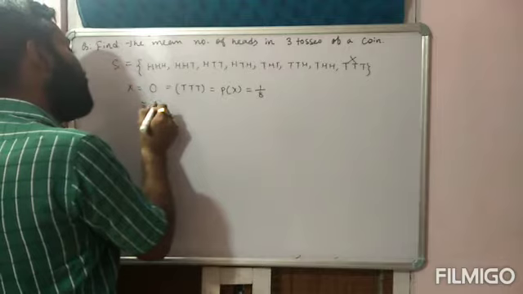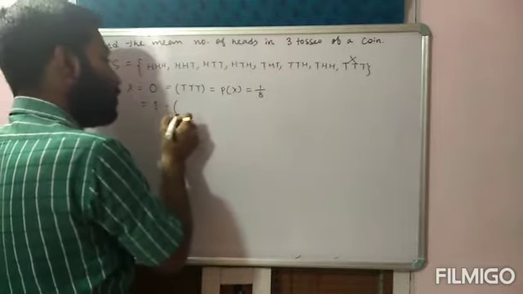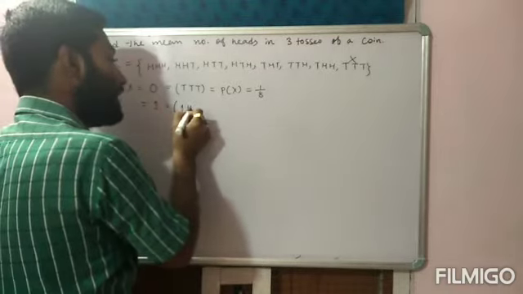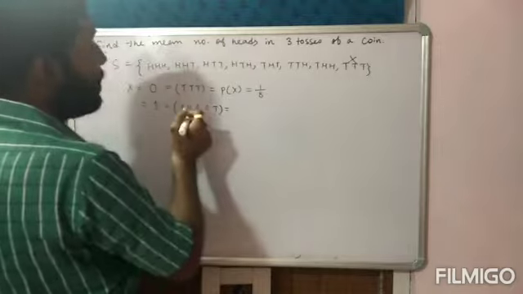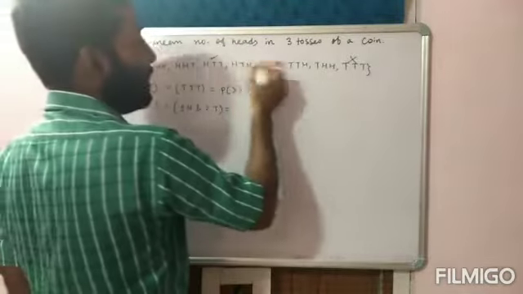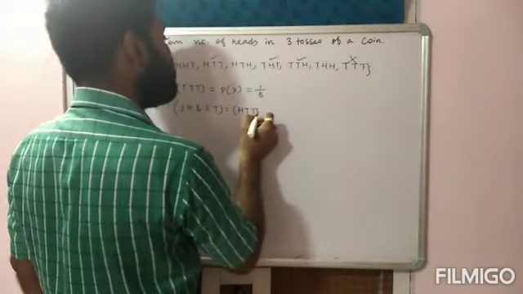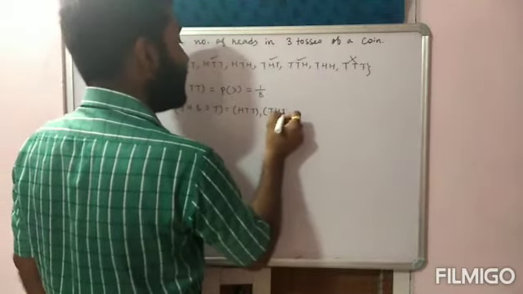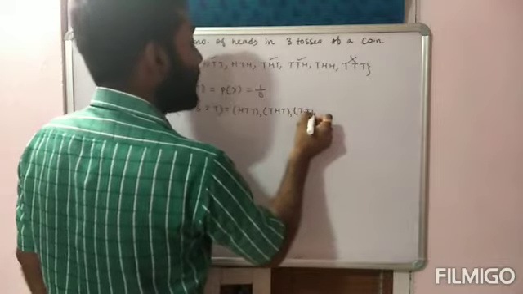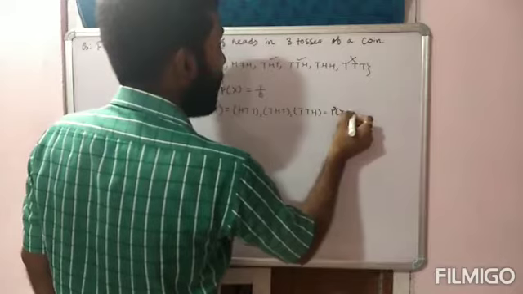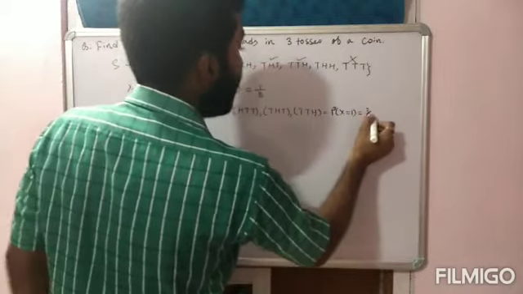After X equal to 0, put X equal to 1. What does it mean? X equal to 1 means 1 head and 2 tails. How many such combinations are there? 1, 2, 3. So HTT, THT, TTH. This is P of X equal to 1, which is equal to 3 by 8.